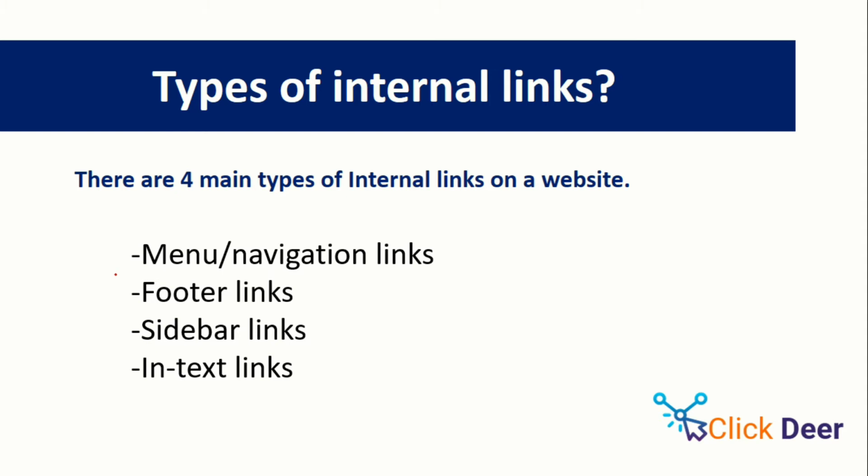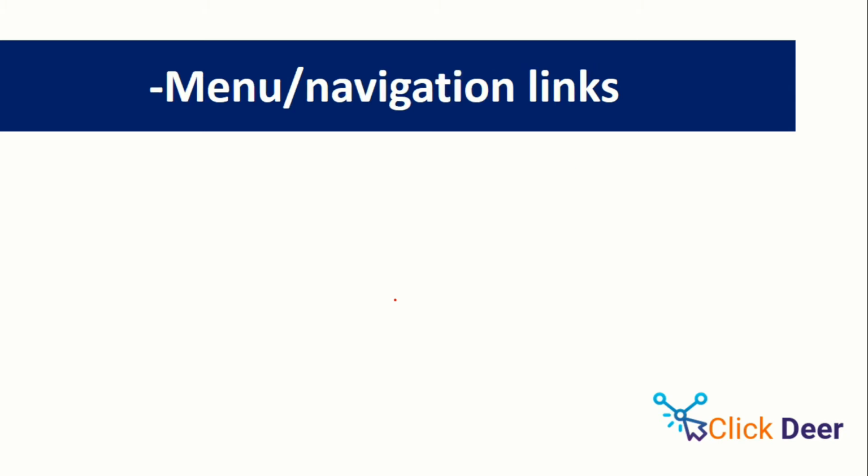We are going to have a look at all of these four kinds of internal linking, and I will also show you live examples of these links, and how they appear on a website, so that you can understand the difference between these kinds of internal links. Getting started with the first one, which is the menu or navigational links, right? So let's see how it appears on your website.